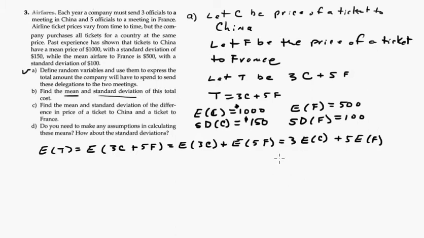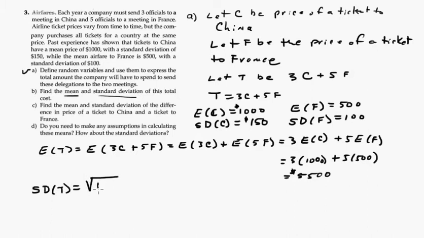Okay, so now we can just plug these numbers in. 3 times 1,000 plus 5 times 500. So that's going to be 3,000 plus 2,500. So that's $5,500. That's the expected value. Now the standard deviation, that's going to be the square root of the variance of T.